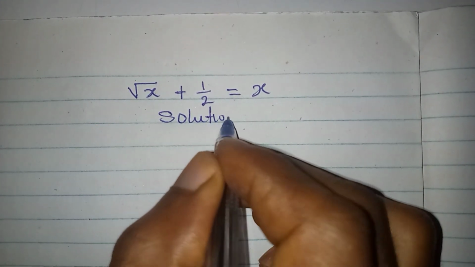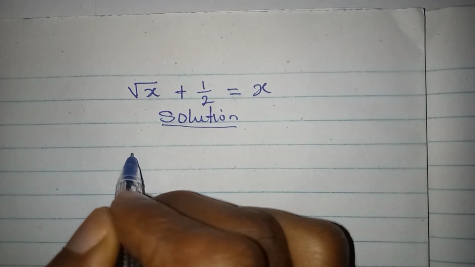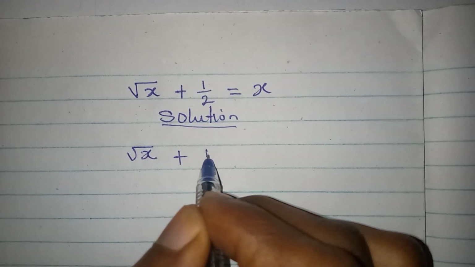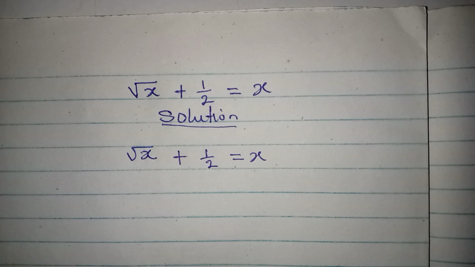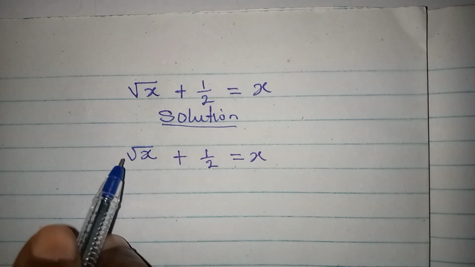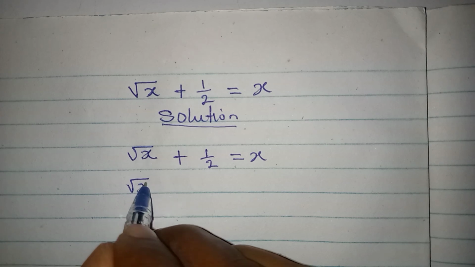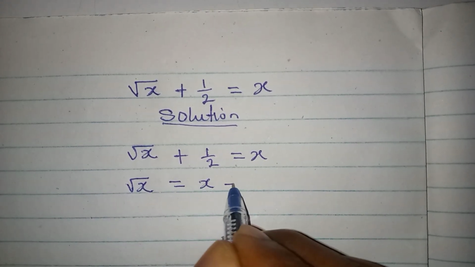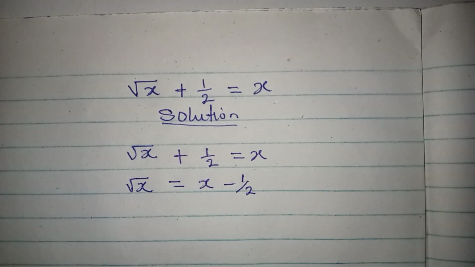Let's provide the solution to this problem very quickly. Square root of x plus 1 over 2 equal to x. The first thing is to make square root of x the subject, okay? So square root of x will be equal to x minus 1 over 2. Okay, so this is what we have.